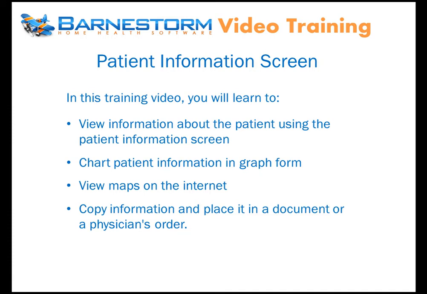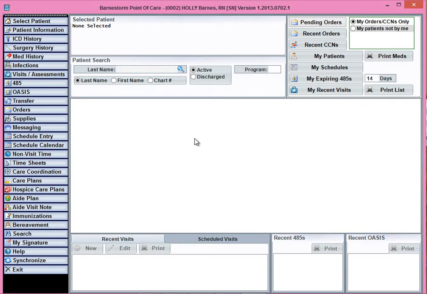This is Barnestorm training for the task of viewing patient information. In this session, we will review the patient information screen. To get started, let's select a patient by entering in the last name or the chart number of the patient.